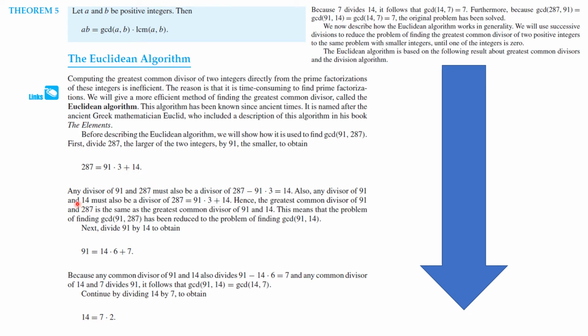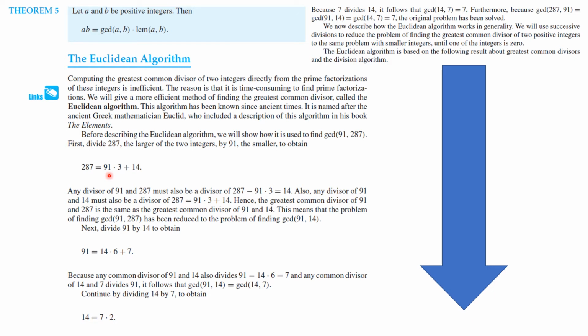And any divisor of 91 and 287 must also be a divisor of 287 minus 91 times 3, which equals 14. Okay, and any divisor of 91 and 14 must also be a divisor of 287, which equals 91 times 3 plus 14. Hence, the greatest common divisor of 91 and 287 is the same as the greatest common divisor of 91 and 14.